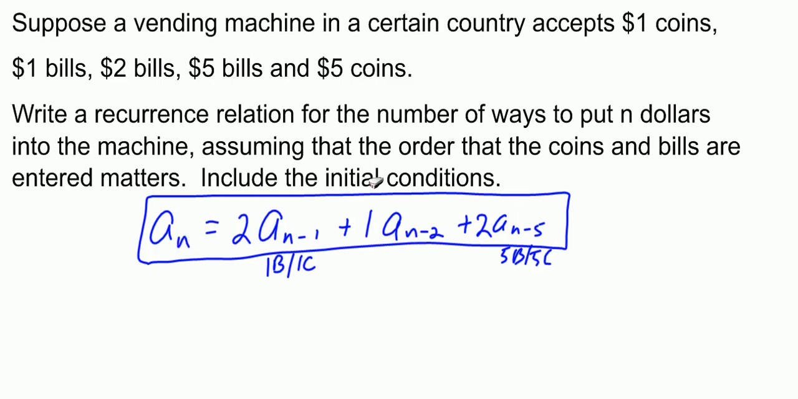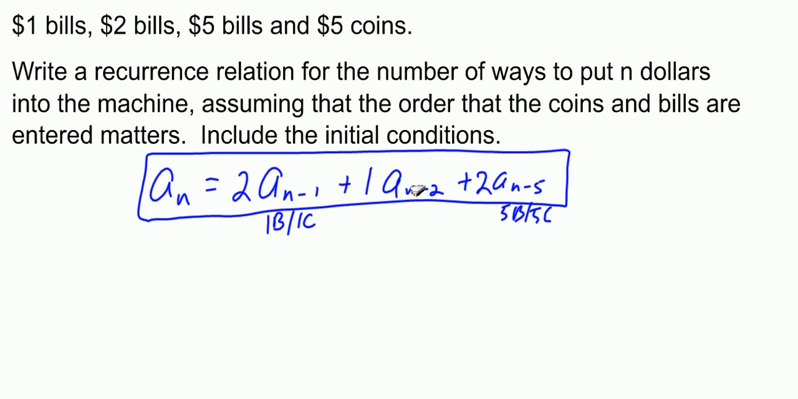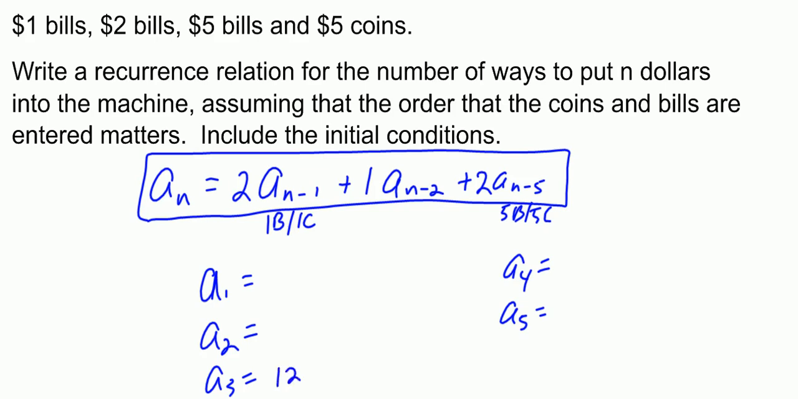Okay. Now the initial conditions is actually the harder part of this. We have to think about how many ways we could get $1 into the machine, how many ways we can get $2 into the machine, how many ways we could get $3 into the machine, how many ways we could get $4 into the machine, and how many ways we can get $5 into the machine. Now we've already answered 2 of these because we did a sub 3. We figured out that that was 12 different ways, and we also figured out a sub 5 was 72 different ways.